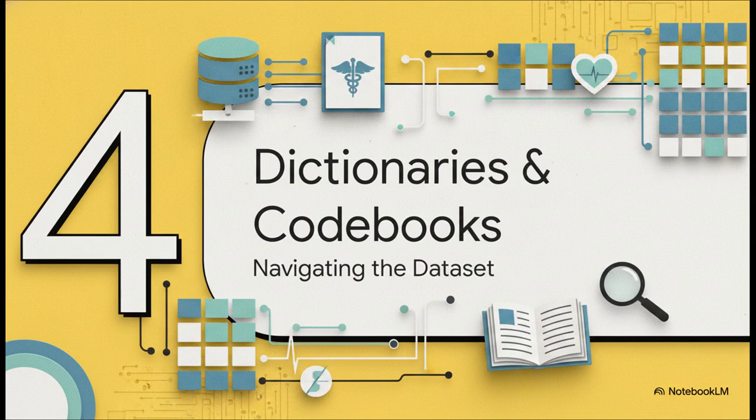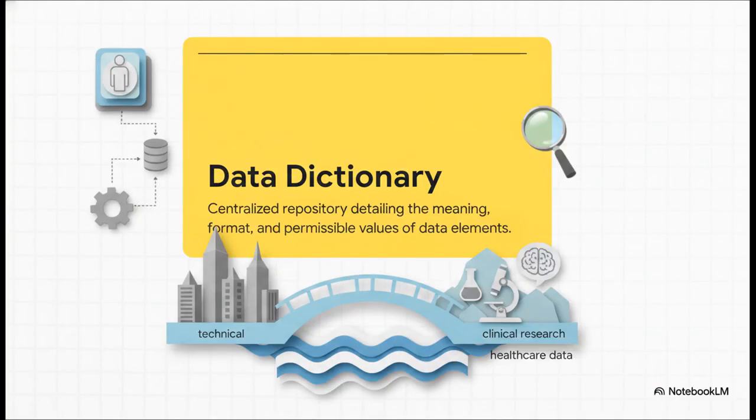Okay, let's look at Section 4. Dictionaries and codebooks, navigating the dataset. Because even if your data is perfectly standardized and structured within a common data model, you still need accessible documentation so researchers can actually navigate the thing. And that is exactly where data dictionaries and codebooks come to the rescue. These are centralized repositories and detailed documents that spell out the meaning, data types, permissible values, and mapping algorithms for every single data element. Think of these documents as the essential bridge between the highly technical database schema engineered by the IT folks and the clinical researcher who's just trying to draw actual medical insights from the dataset.